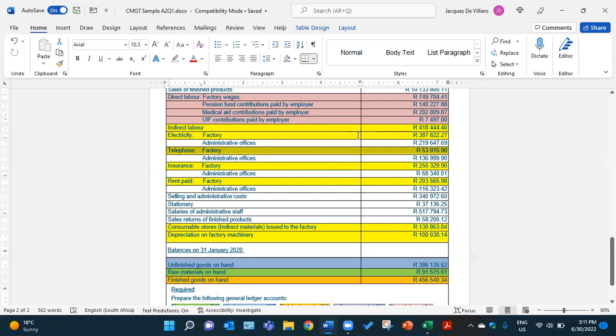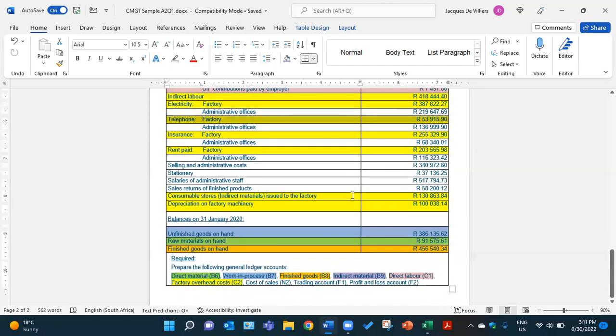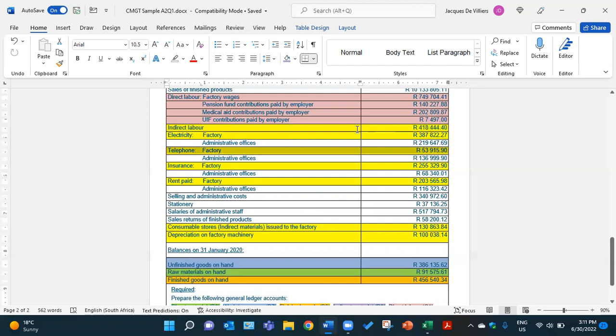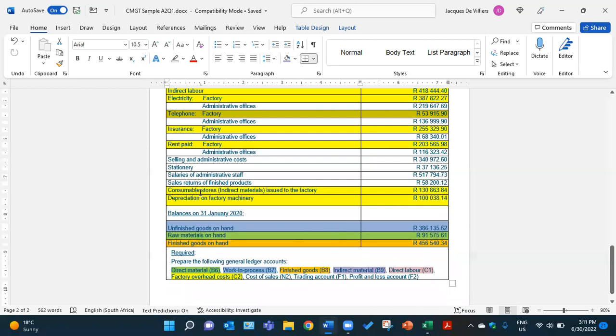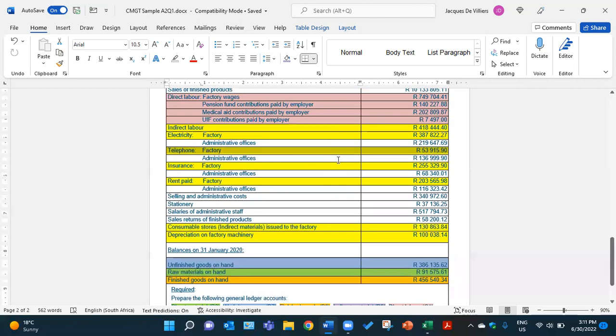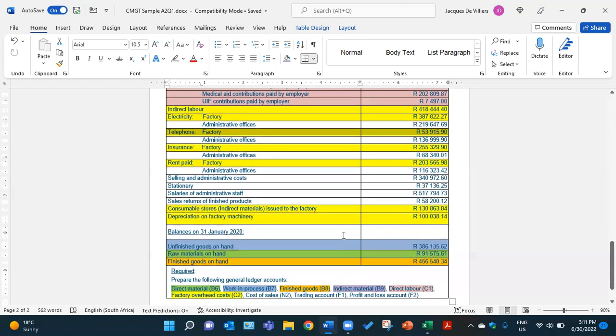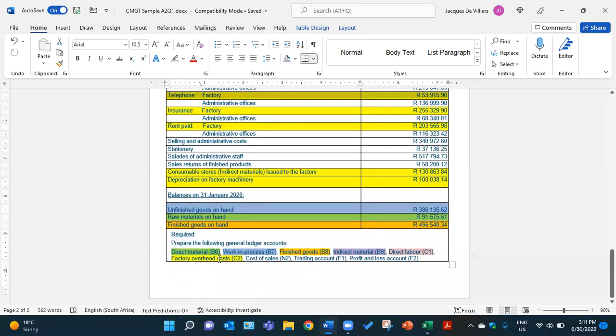So only if it is carried by the factory do we include it here in our factory overhead. So we already had indirect labor, electricity for the factory, telephone for the factory, insurance for the factory, and the rent paid for the factory. Then there was also the consumables or the indirect materials that was issued to the factory, as well as the depreciation on the factory machine. So all of these things, 1, 2, 3, 4, 5, 6, 7 transactions, we are going to put under factory overhead cost in our GL.